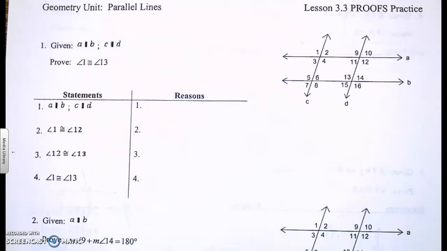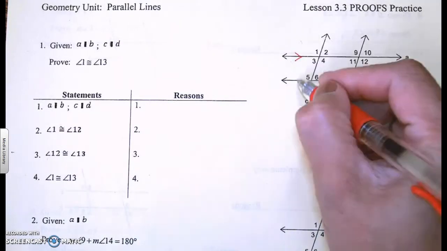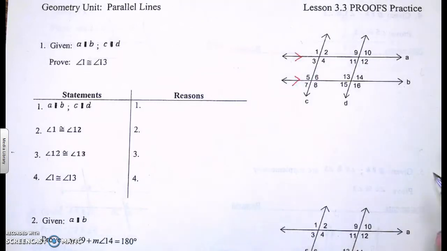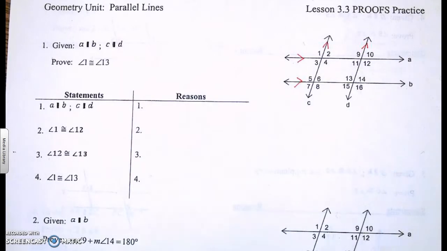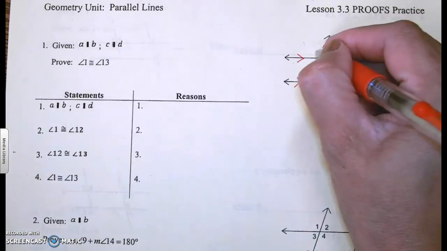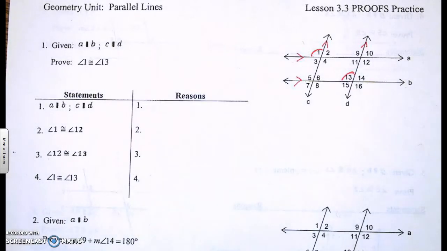Okay, our topic for today is about proving parallel lines. So our first example is given that line A is parallel to line B and line C is parallel to line D, which means that A is parallel to line B and that also C is parallel to D. And then we need to prove that angle 1 is going to be congruent to angle 13 right here. So we need to prove those two.